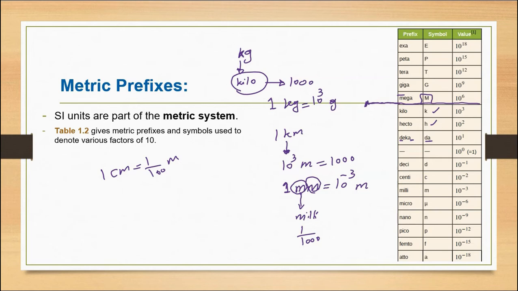For deci, 1 over 10 or 10 to negative 1, d. Centi, milli, m. Micro is this, mu. So we cannot use a small m because it's for milli. Capital M is for mega. So we come up with a new letter, mu, for micro, 10 to negative 6. Nano, pico, femto, atto.